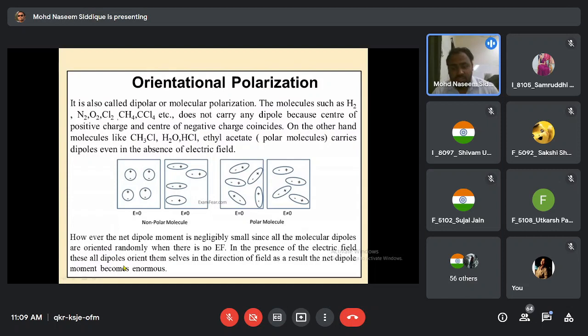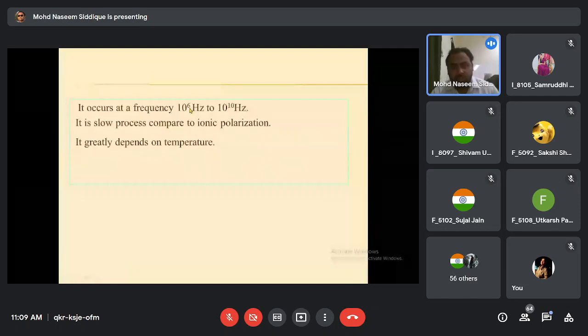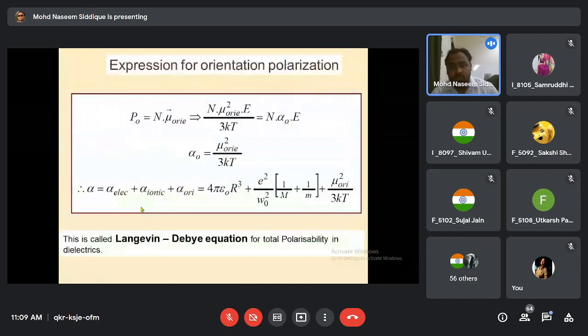As a result, the net dipole moment becomes enormous. It occurs at a frequency of 10 to the power 6 hertz to 10 to the power 10 hertz. It is a slow process compared to any other process, so it greatly depends on the temperature. Among the different kinds of polarization, the orientational polarization depends on the temperature. How does the orientational polarization depend on the temperature?